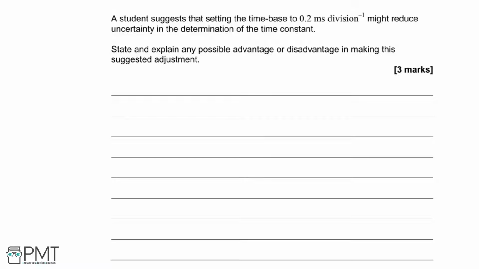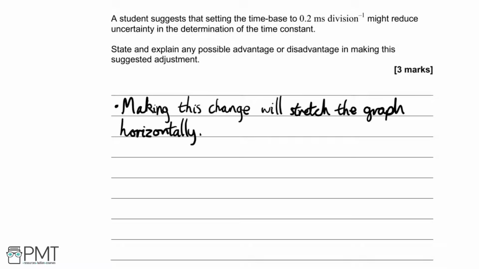A student suggests that setting the time base to 0.2 milliseconds per division might reduce uncertainty in the determination of the time constant. State and explain any possible advantage or disadvantage in making the suggested adjustment. Now, the first thing to say for this question would be that decreasing the time base from 0.5 milliseconds per division to 0.2 milliseconds per division will stretch the graph horizontally, because now each entire square represents a smaller time period. And that would be our first mark.